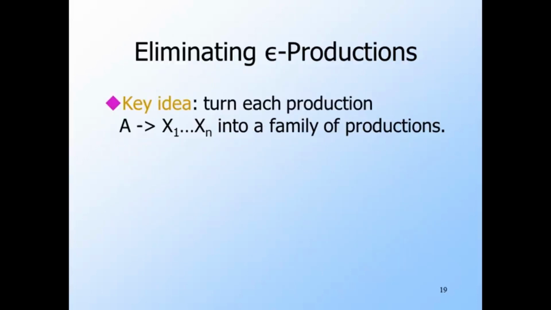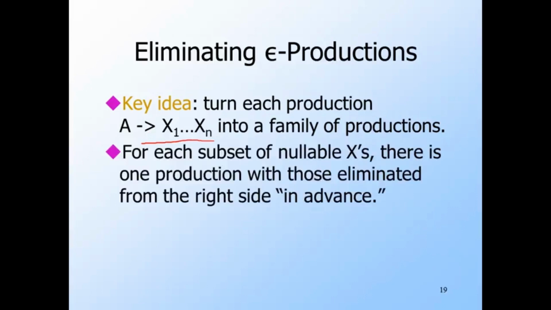To eliminate epsilon productions from our grammar, we need to turn each production, say A goes to x1 through xn, into a possibly large number of productions. The idea is to guess which of the nullable symbols in the body of a production will derive epsilon in a particular derivation. Since we make all possible guesses by creating many different productions, we always manage to guess right.